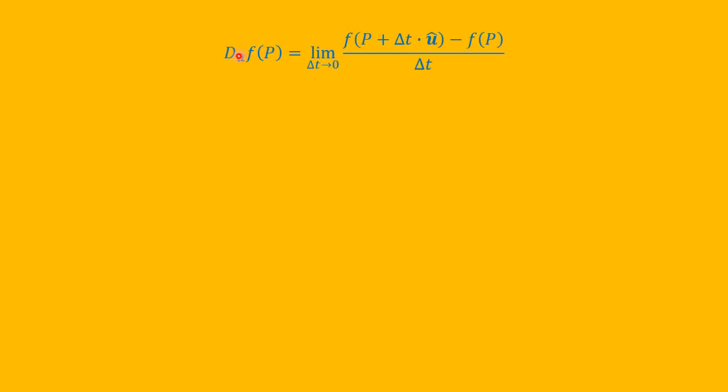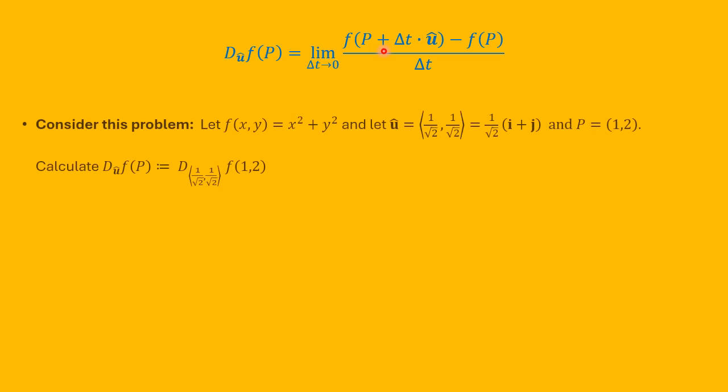So for our reference, here is the formula for that directional derivative of f in the direction u. So we're going to consider this problem. We're going to let the function f of x, y be x squared plus y squared. We'll let u be this particular unit vector. Each of the components is 1 over the square root of 2. So this unit vector could be written, if we wanted to, as 1 over the square root of 2 times i plus j. And let P be the point in the plane (1, 2), the point at which we find that directional derivative.